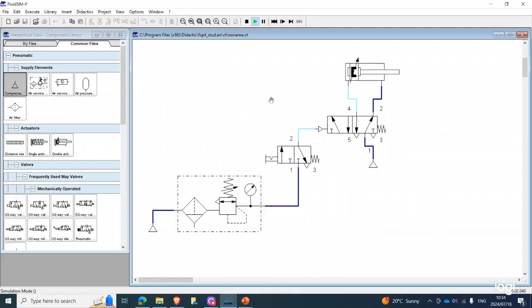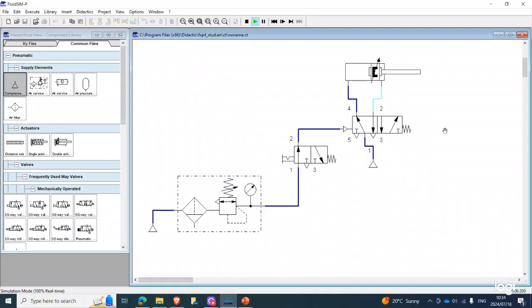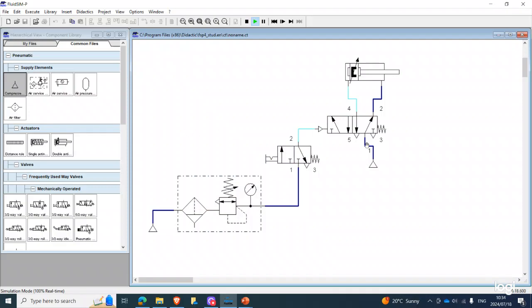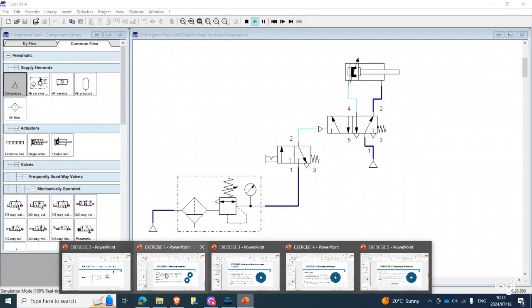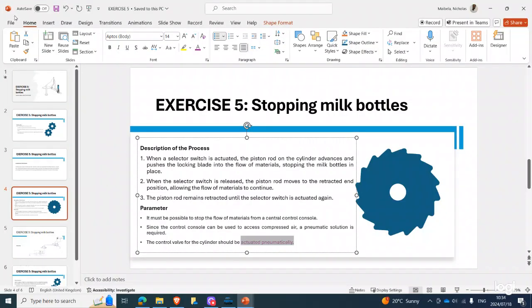So now you can see when we press this, that's when our pneumatically actuated 5-way allows air into the double acting cylinder, allowing it to advance, and then when we release it, it goes back, right? So that's our exercise number 5, right? So now moving on to exercise number 6.